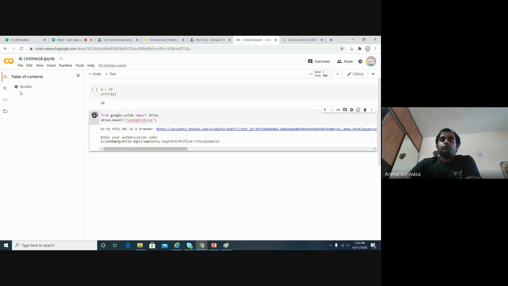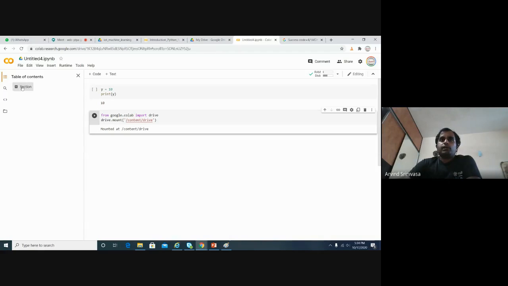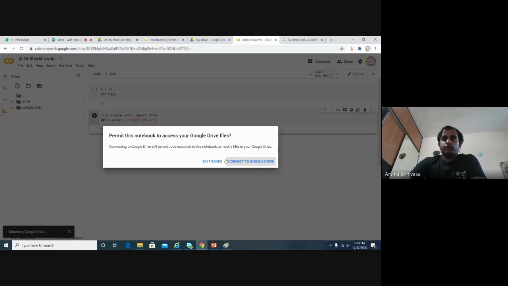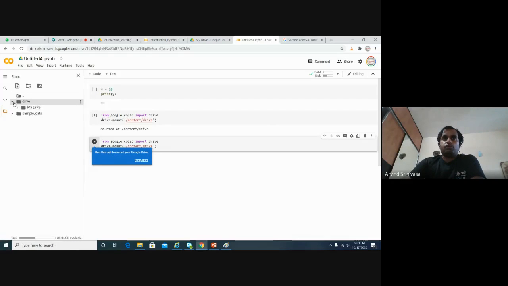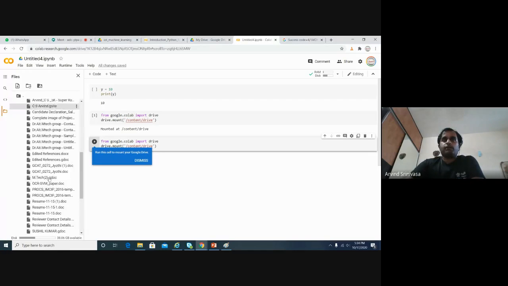Once you have done everything, what is in your drive will be mounted here, and you can use that as storage where you can write the code, save the code, and read the data from the drive. Everything can be done. So now this drive is being mounted. You can also click here to connect to the drive, but now I used a program to mount my drive.